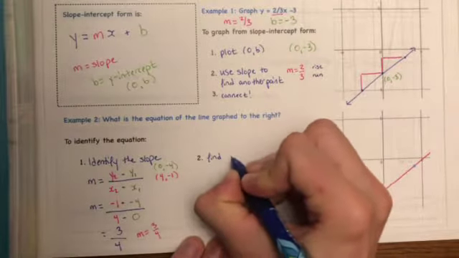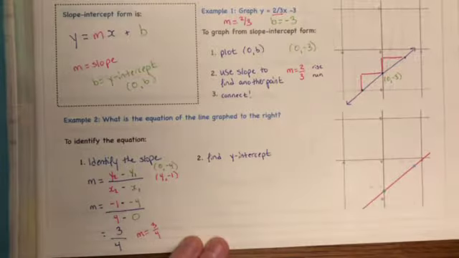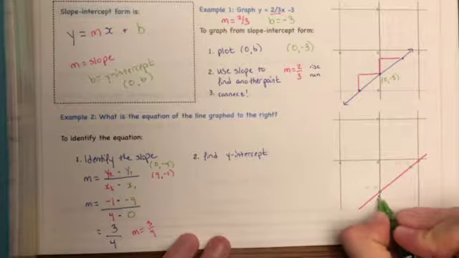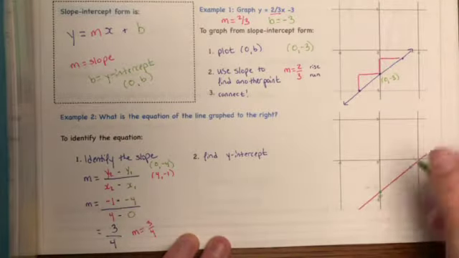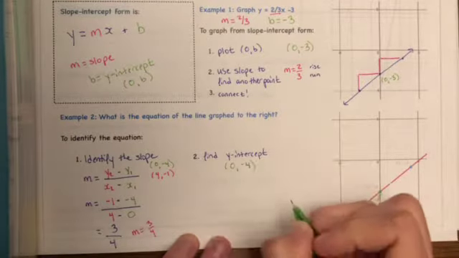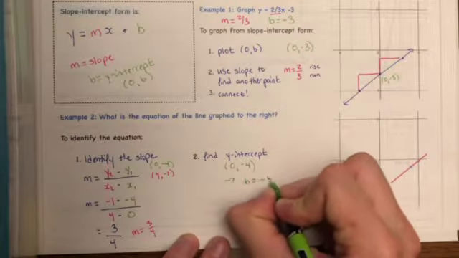The next thing is a little more straightforward, which is to find your y-intercept. Luckily, my y-intercept on this graph is shown here, the point where my line crosses the y-axis, and my y-intercept is the point (0, -4). This helps me know that my b value is equal to -4.